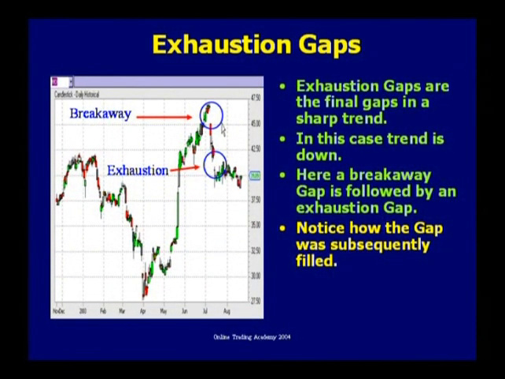Now, ultimately, everything comes to an end, okay? We have exhaustion gaps. And this, of course, is the great question. How do you know when a breakaway, okay, or a continuation gap is an exhaustion gap? Good question, okay? Exhaustion gaps are the final gaps or gasps, if you will, in a sharp trend. In this case, a downtrend. Here, a breakaway gap is followed by an exhaustion gap. Notice how the gap was subsequently filled.